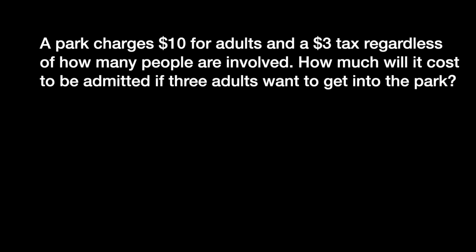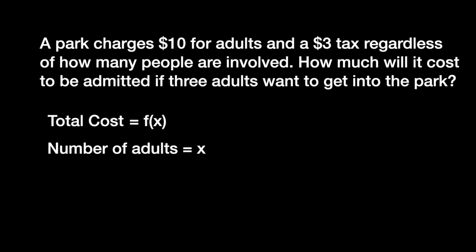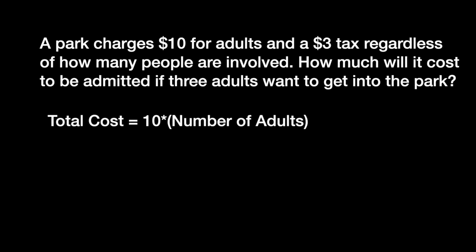So for this problem, we can start off by finding out what is the unknown. What are we looking for? So we're looking for the total cost. And so our total cost can be written as f of x. And so what is our x here? Our x is going to be the number of adults. So if we were to write this as a word equation, we could say the cost is equal to 10 times the number of adults.